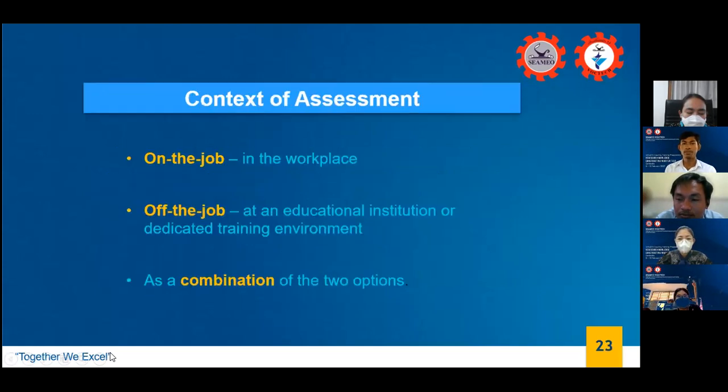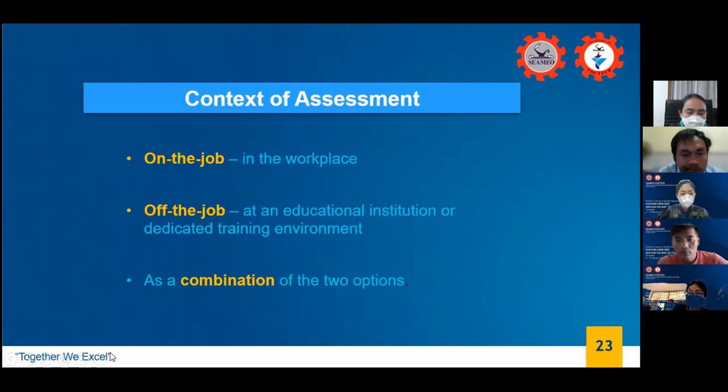Thank you very much. Next, context of assessment. When you say context, this is where the setting where assessment is done, location, the venue, right? So there are ways that assessment could be conducted. It could be on the job, in the workplace, right? Or when you say on the job, in the workplace, when your students are on industry attachment, right?